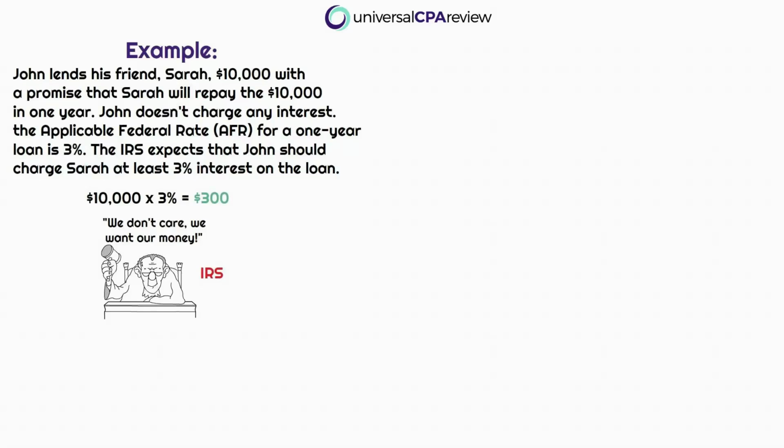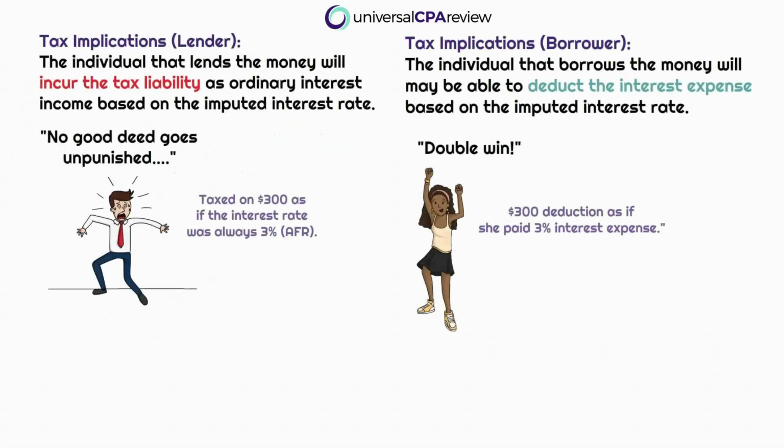So let's talk about the imputed interest calculation. Even though John didn't charge any interest for tax purposes, the IRS still treats the situation as if he did. Okay, so John charged Sarah 3% interest. So how does this impact John's tax return? He's still going to need to list this as interest income on his tax return. Okay, so individuals who make below market loans must report foregone interest as interest income on their tax return.